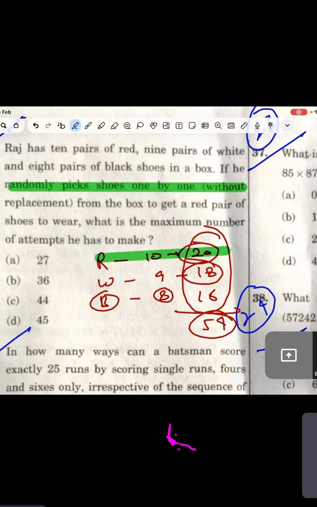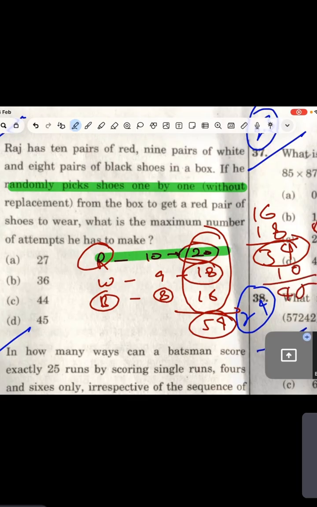Again, worst scenario. We have to go with the worst scenario. So suppose he has taken 16 black and 18 white. So this is 34. But he has not got even a single red shoe yet. But guys, now there is one left shoe and one right shoe. So suppose he has picked 10 and only left ones are picked. So he cannot wear them. So now one more is needed. So that is 45. The answer will be 45.